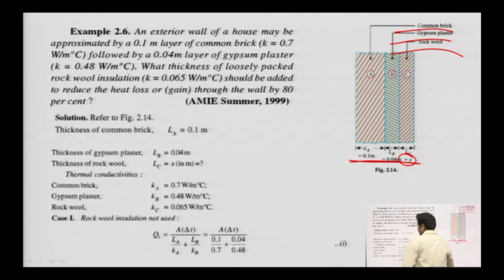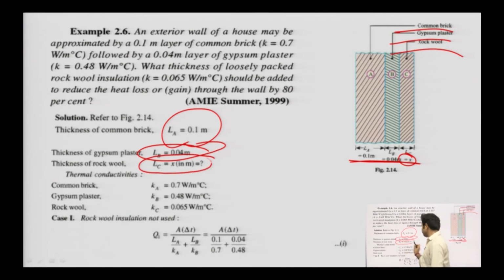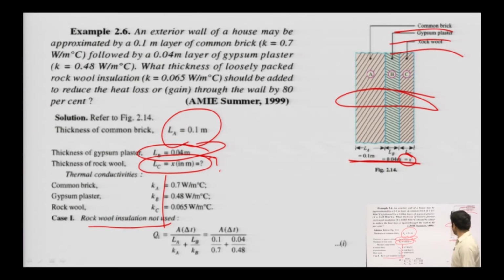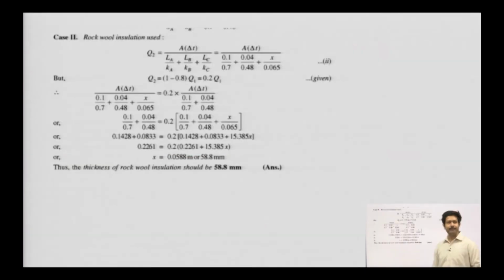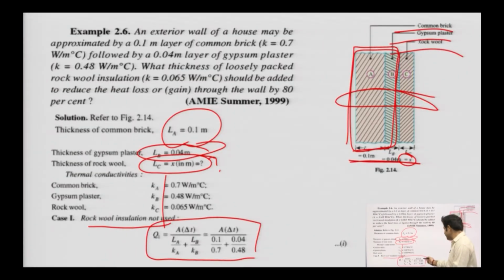So what we need to do is, see, the thickness of common brick is given, thickness of gypsum plaster is given, but the thickness of rock wool is unknown, that we need to find out. Thermal conductivities of all the three elements are given, okay. Case 1, rock wool insulation not used, means it is only about these two, okay. And just now we have solved so many numericals with two elements. So just solve it, okay, and you can get it, okay. Just solve it, this is the one without the insulation, okay. So delta T is not given here.